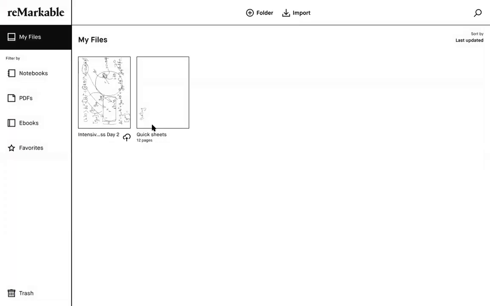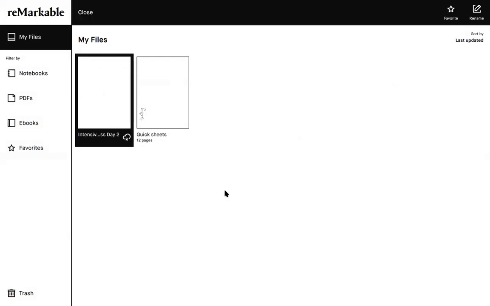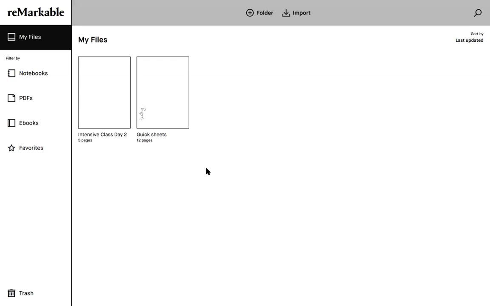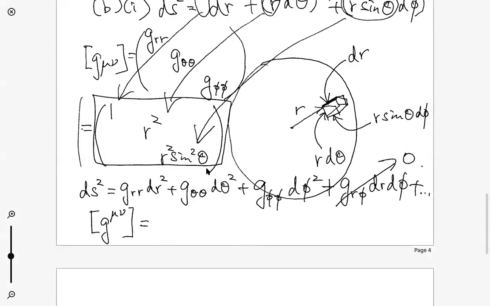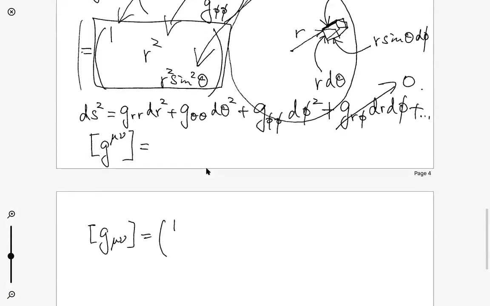Well, actually, for better looking of the note, I think I should open a new page. Okay, so now we have the metric looking something like this, something like this.